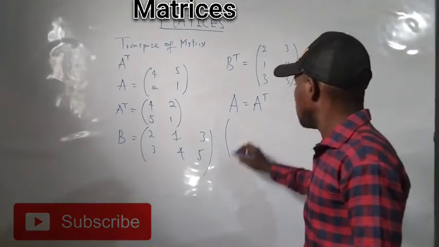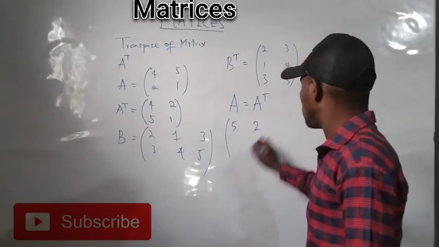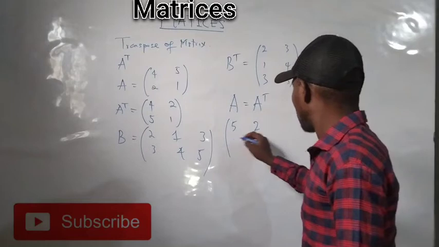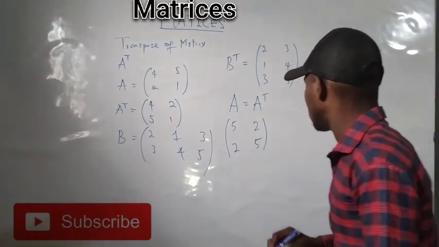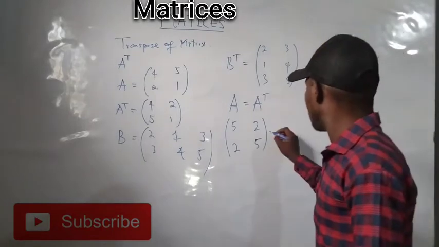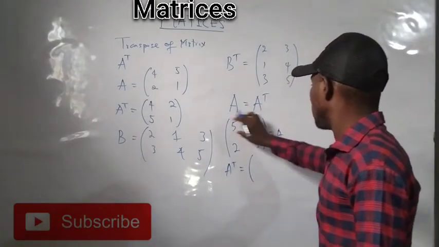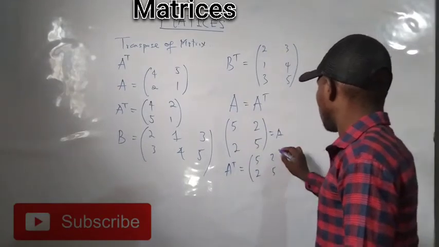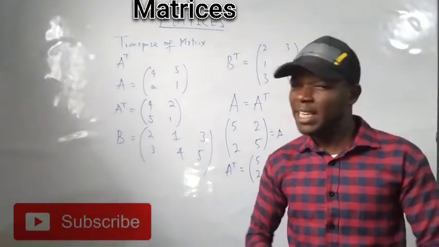For instance, if you are given a matrix, say 5, 2, and 2, 5. Then this is your matrix A. Then you're asked to find the transpose. What do you have? This row becomes the column. I have 5, 2. This becomes the column. I still have 2, 5. Such a matrix is called a symmetrical matrix.